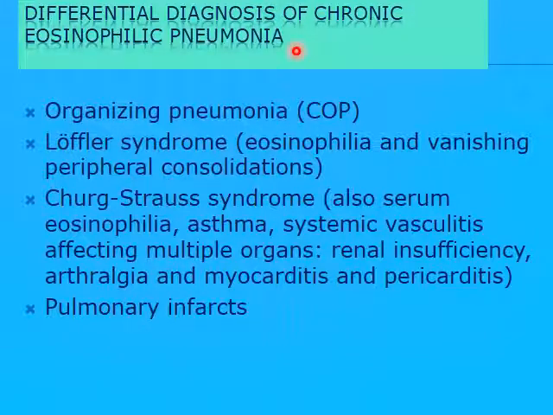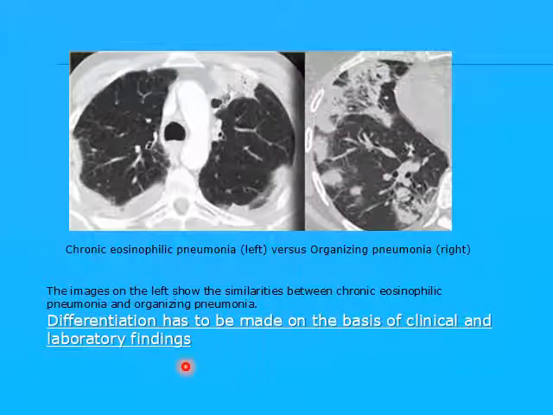The differential diagnosis of chronic eosinophilic pneumonia includes organizing pneumonia, Loeffler syndrome, Churg-Strauss syndrome, also presenting with serum eosinophilia, asthma, systemic vasculitis, and so on, and pulmonary infarcts, which come at the periphery of the lung. Okay?